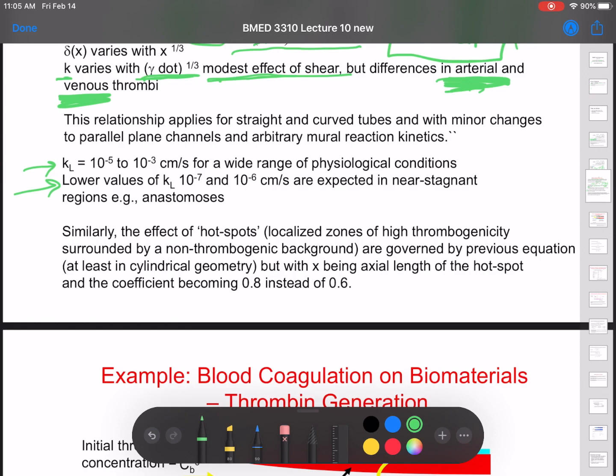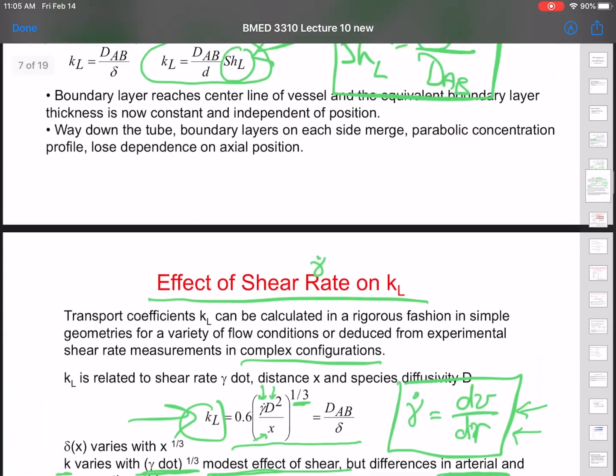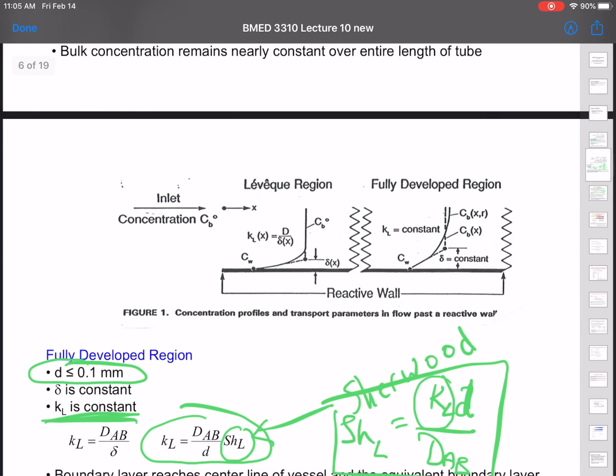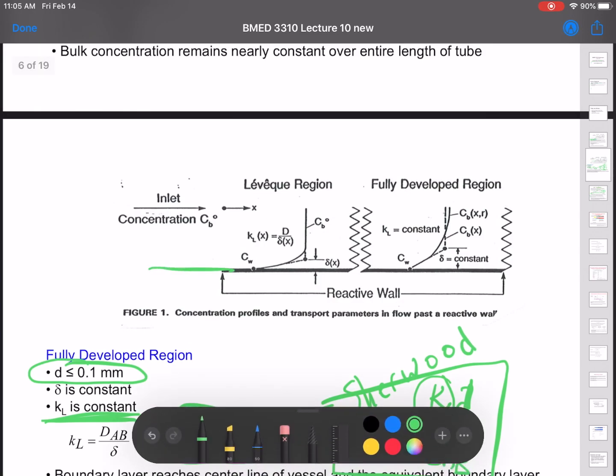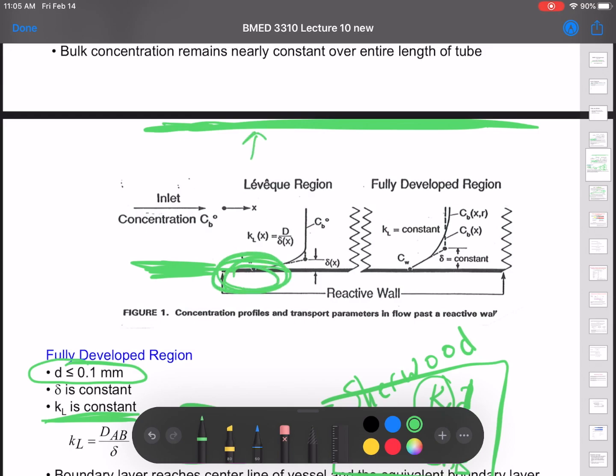Then she talked about hot spots, meaning that maybe you might have, so this is a pipe. We've got a wall here, and we've got a wall up here. But she was talking about maybe you might have a thrombogenic hot patch right there, just on one side and not on the other side.